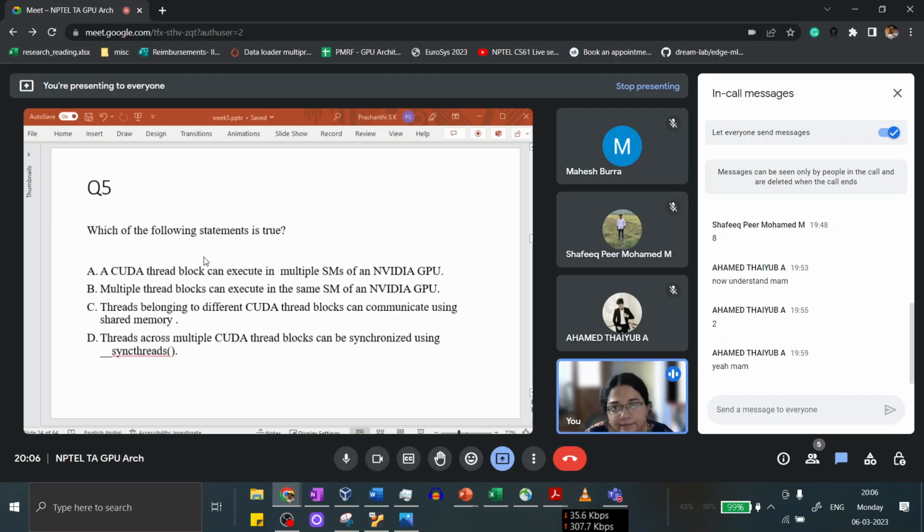Which of the following statements is true? A CUDA thread block can execute in multiple SMs of an NVIDIA GPU. Multiple thread blocks can execute in the same SM of an NVIDIA GPU. Threads belonging to different CUDA thread blocks can communicate using shared memory. Threads across multiple CUDA thread blocks can be synchronized using sync threads. Which do you think is true? Any answers?